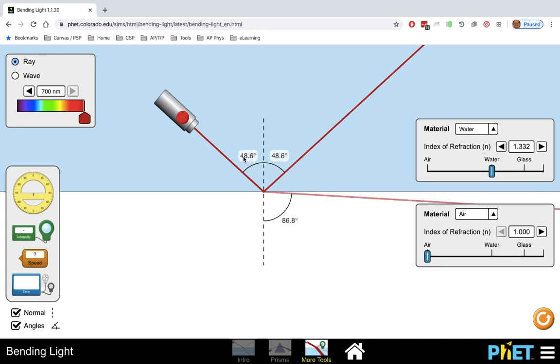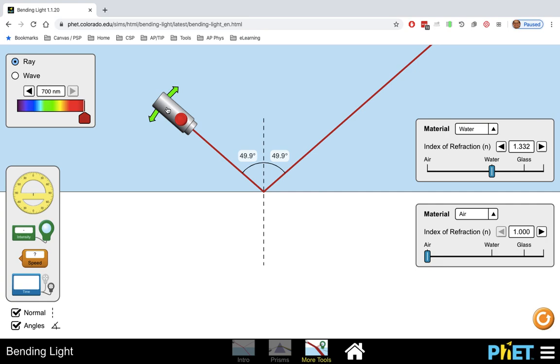So right here, this is 48.6 degrees. We're getting very near the critical angle. If I make it any bigger than 48.6, this angle here gets bigger than 90, and the light just internally reflects.